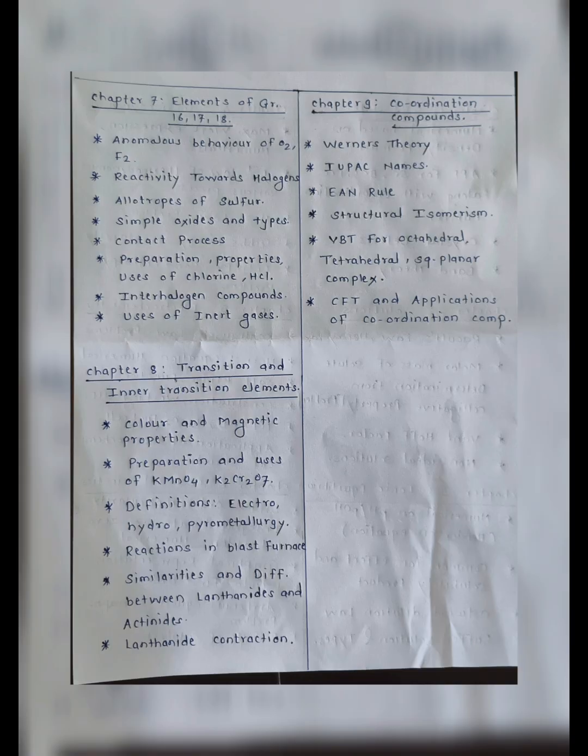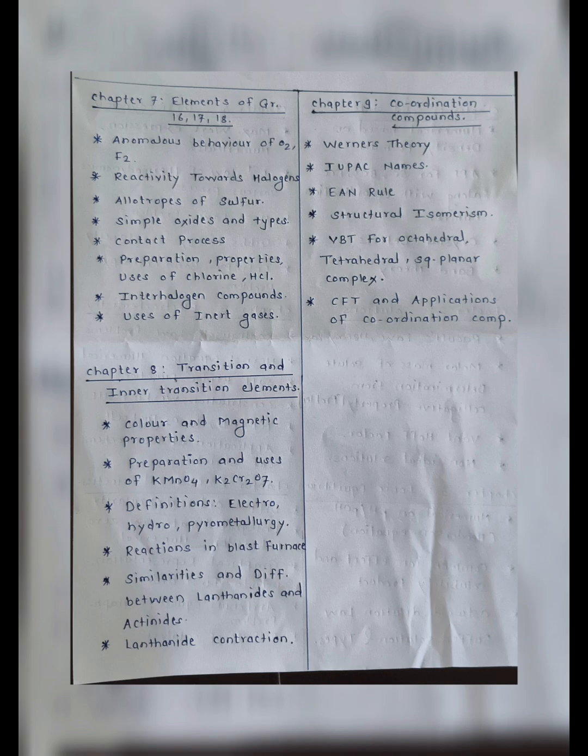Next point is reactions in the blast furnace. For this purpose, the temperature range is very important. For a particular reaction such as slag formation, how much temperature is required, etc. questions. Similarities and differences between lanthanides and actinides, I think it is the examiner's favorite question. And the definition of lanthanide contraction and its effects.